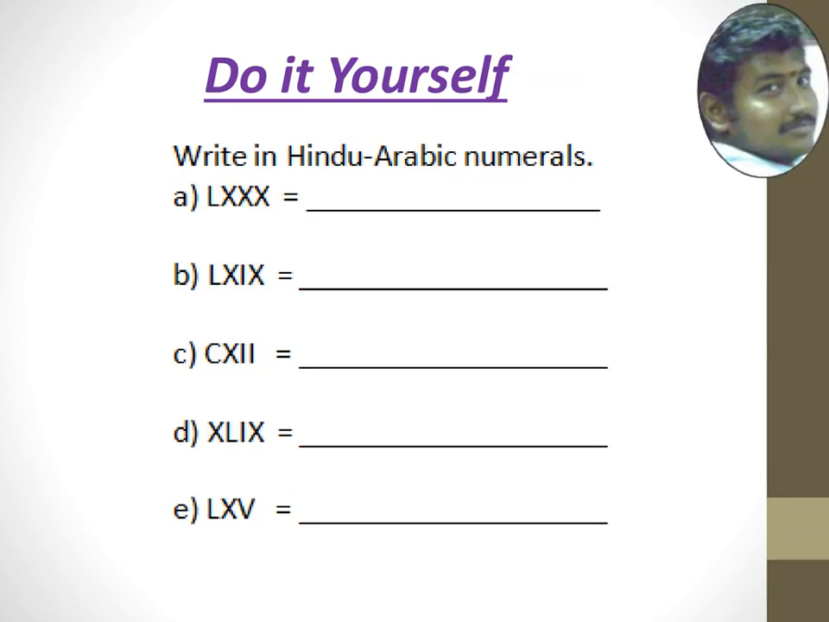Here you see L, triple X. L stands for 50, X for 10. So 50 plus 30. So the answer is 80. In this question we get this. So the same way you can proceed and finish all the sums. Do it yourself. You have to write in Indo-Arabic numerals. Here Roman numerals are given. You have to change them into Indo-Arabic numerals.